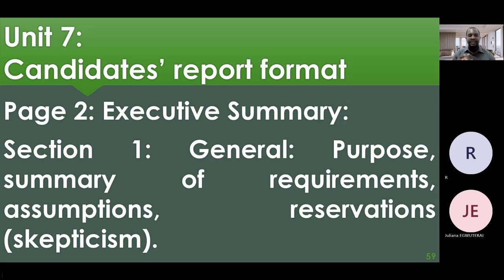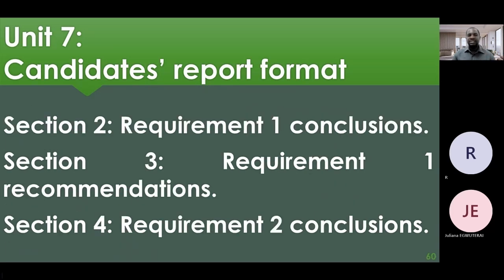Okay, so page 2 and 3 is your executive summary. So that's the next point. Section 1 is your introduction, 2 lines. The purpose in that same 2 lines. Summarize the requirements in the next line, talking about the methods you use. In 1 or 2 lines, talk about assumptions, reservations, what you are skeptical about. Don't go too much into stories. 1 or 2 lines, we address reservations, assumptions, and your skepticism.